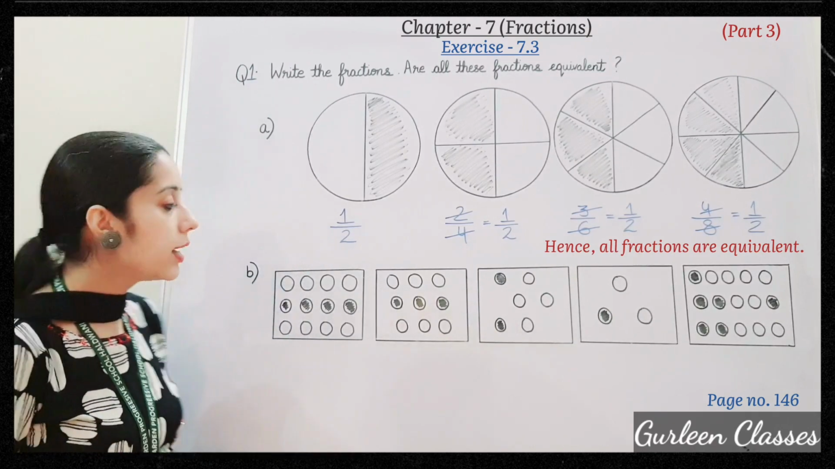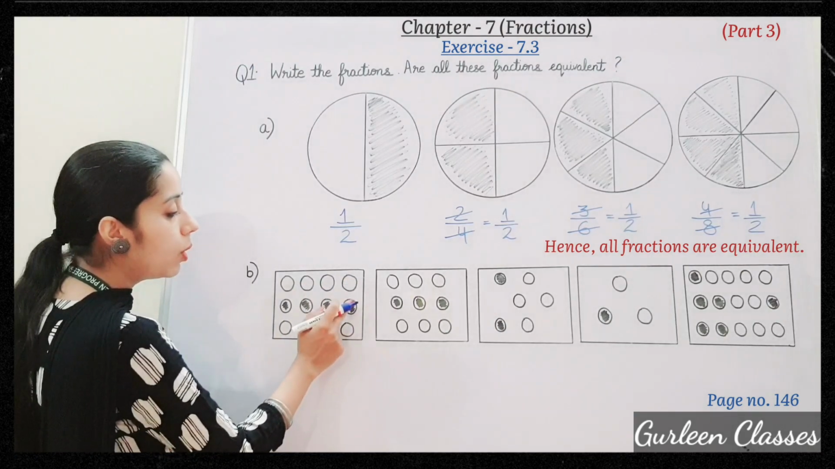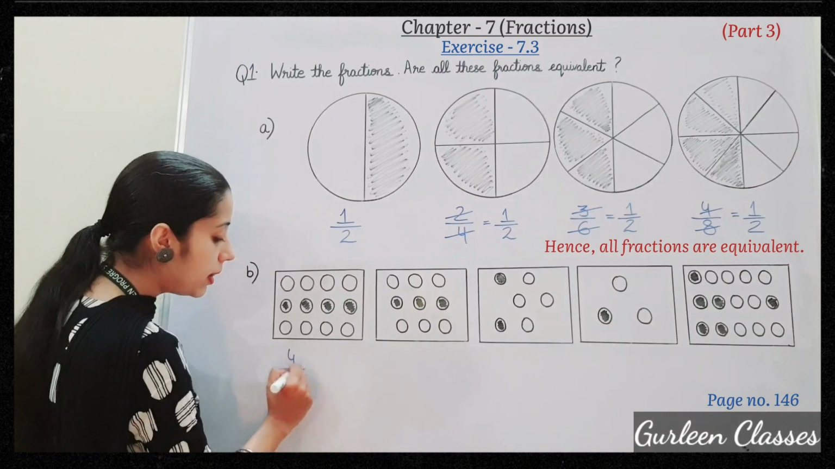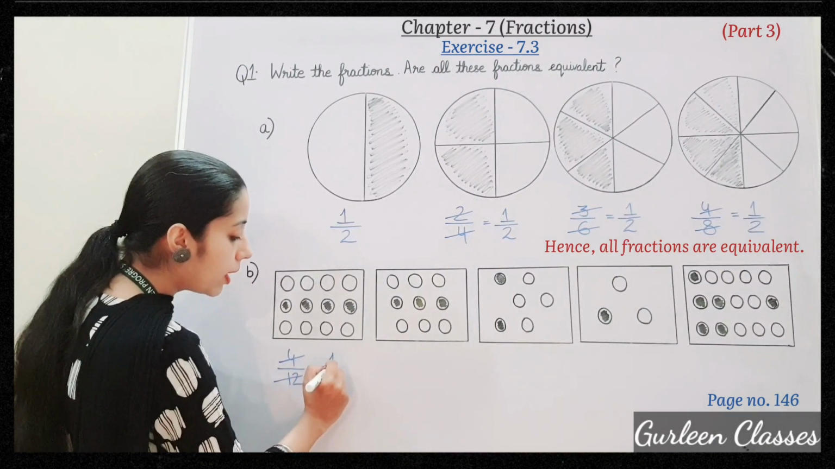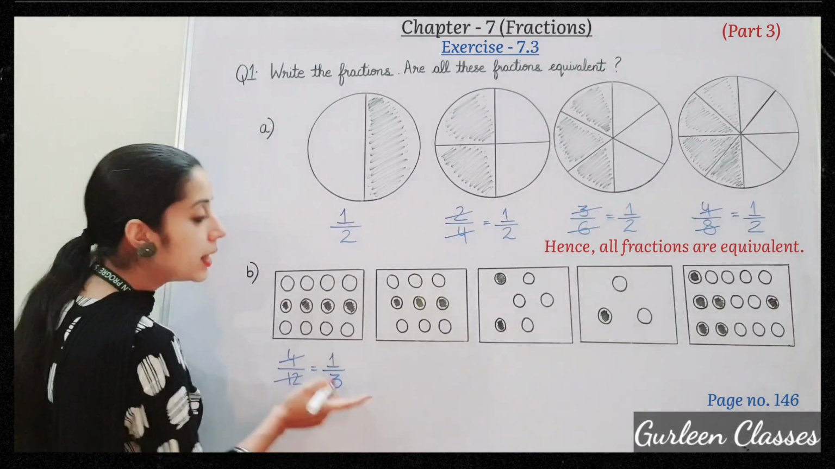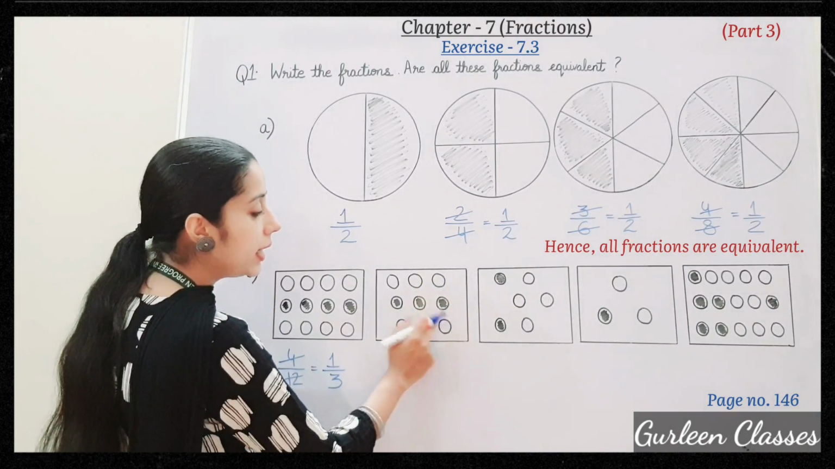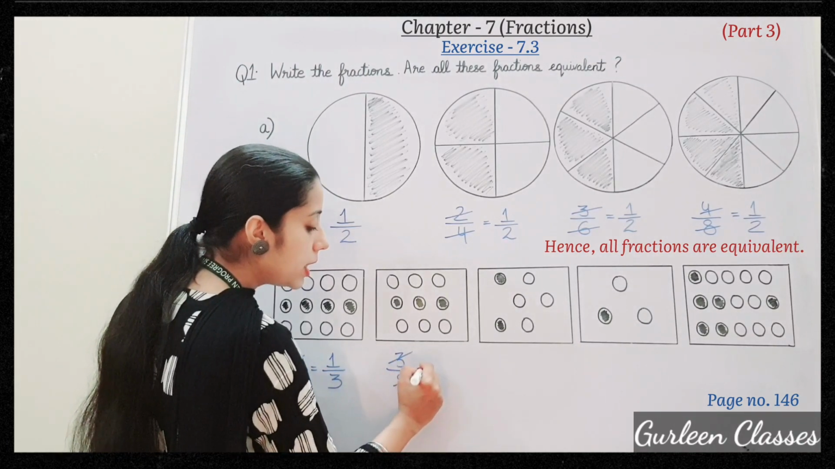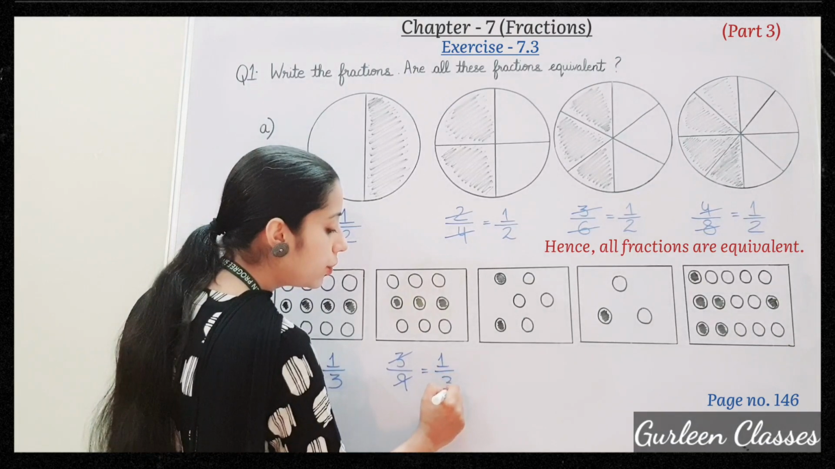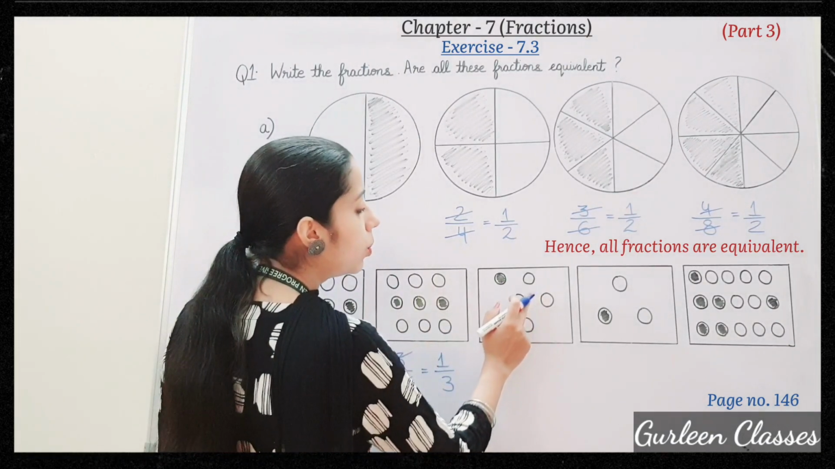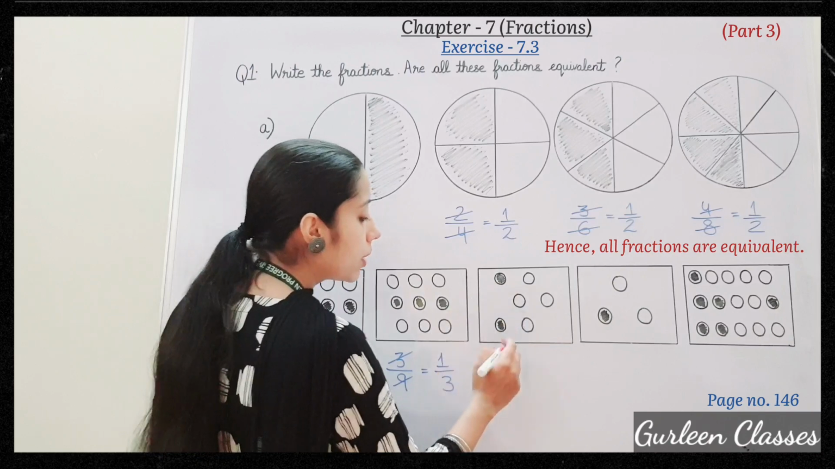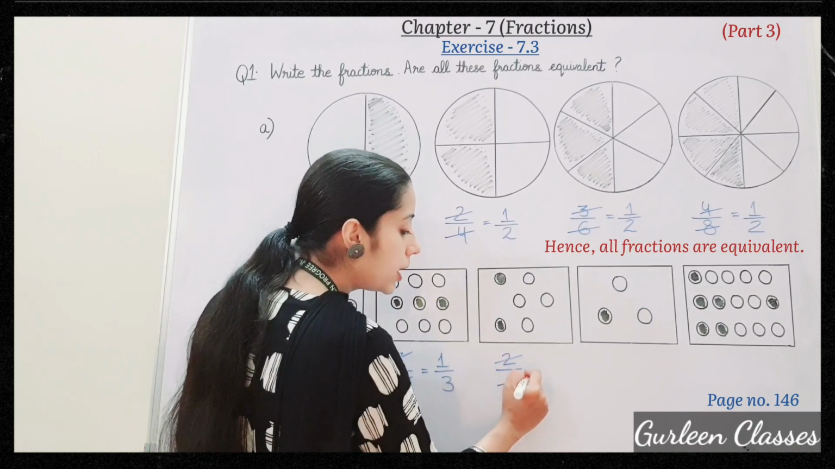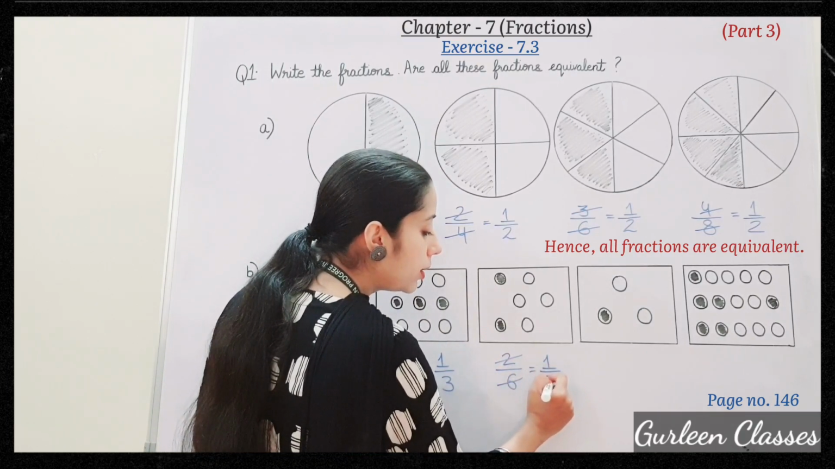B part, first figure is 1, 2, 3, 4, 4, 8, 12. 4 parts are shaded. So the fraction is 4 upon 12. Reduce into lowest term. 4 1s are 4, 4 3s are 12. Second figure 3, 6, 9, and 3 parts are shaded. So fraction is 3 upon 9. Reduce into lowest term, 1 upon 3. Third figure 1, 2, 3, 4, 5, 6. Out of 6, 2 parts are shaded. Fraction is 2 upon 6. Reduce into lowest term. It is 1 upon 3.